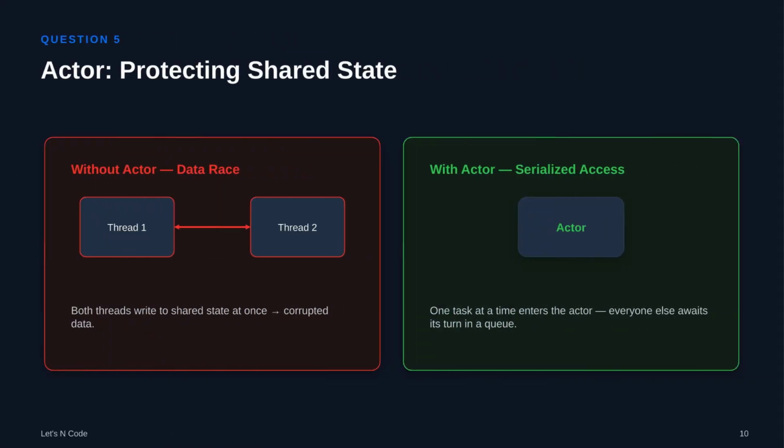Question 5. Actors. Without protection, two threads can write to the same shared state at exactly the same moment. That's a data race, and it corrupts your data silently. An actor fixes this by guaranteeing only one task can access its state at a time. Everyone else automatically queues up and awaits their turn. You don't write a single lock or semaphore, the compiler enforces it for you.